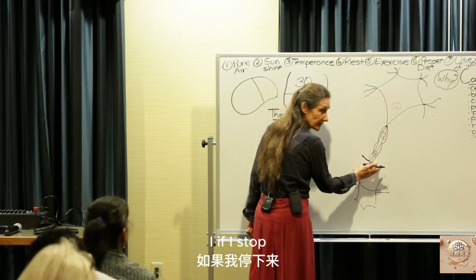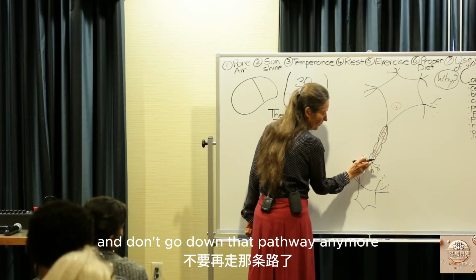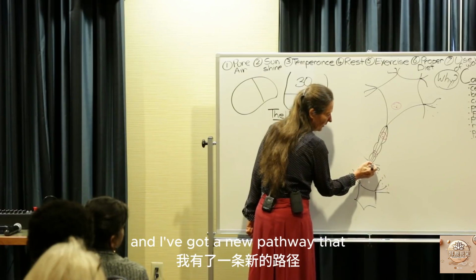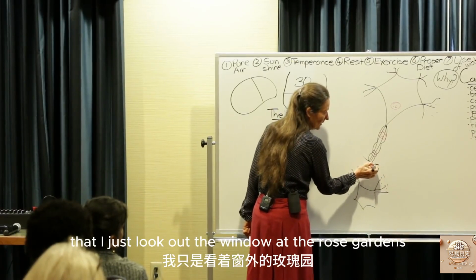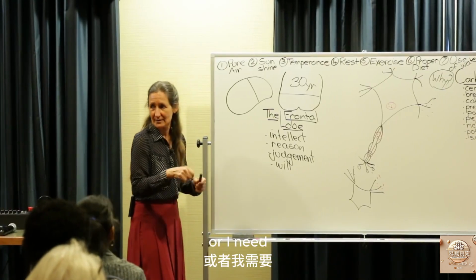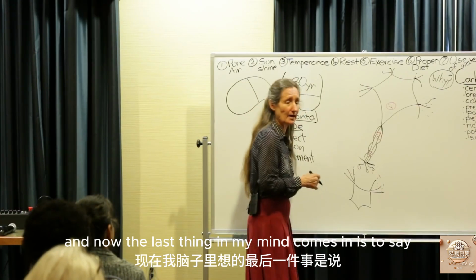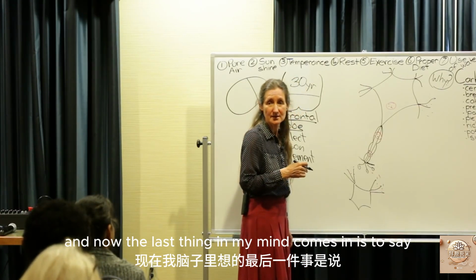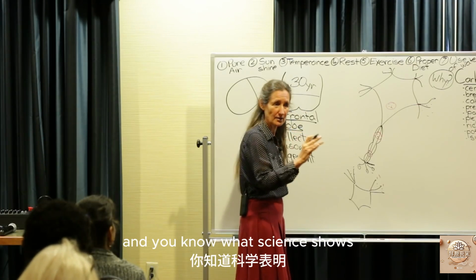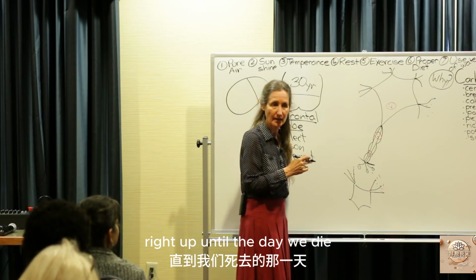If I stop and don't do that anymore and don't go down that pathway anymore, which I don't, that pathway becomes very small and I've got a new pathway that I just look out the window at the rose gardens or I knit. And now the last thing that comes in my mind is to say, let's ask someone. That pathway's long gone. And you know what science shows? We can be rewiring our brain right up until the day we die.